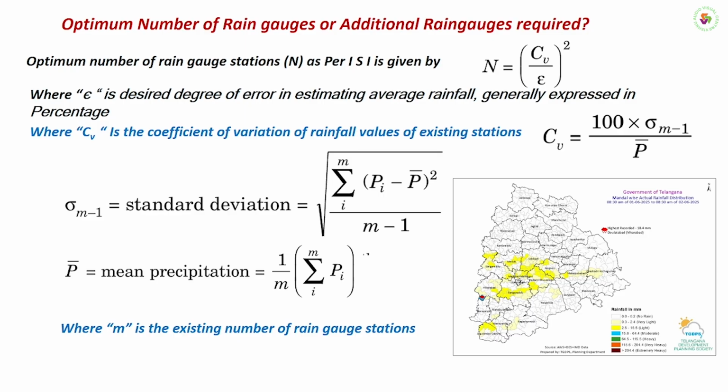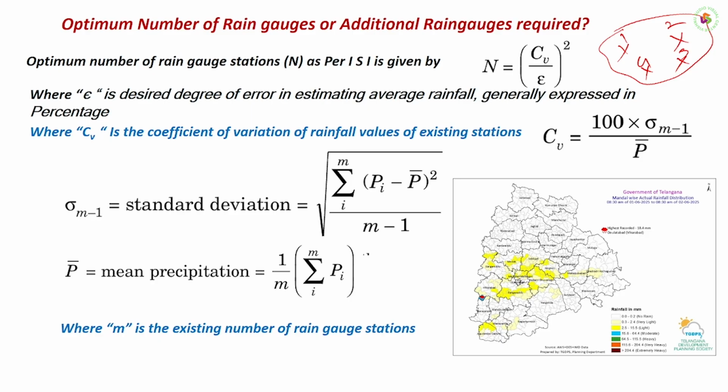For example, if you take an area like this, there may be four rain gauges: 1, 2, 3, 4. My question to you is, is there any way to validate whether 4 are sufficient or not? Whether you require more, or 4 is already excess. If you want to tell that, you need to go for a statistical estimation. That statistical estimation is what we are going to study now.